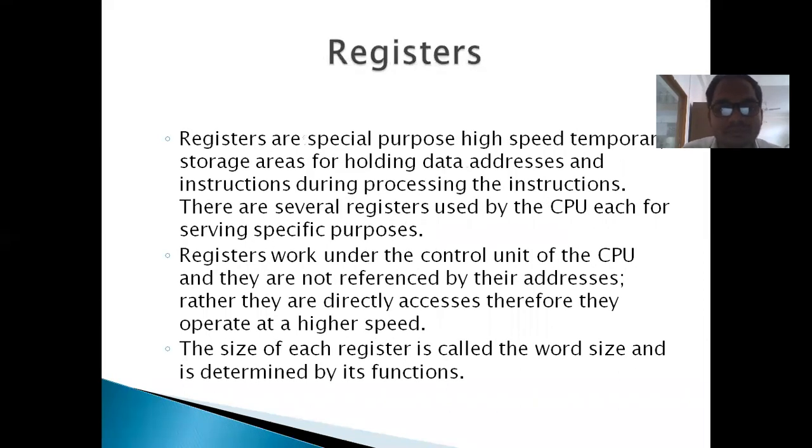Now registers. Registers are high-speed temporary storage areas for holding data, addresses, and instructions during processing of the instructions. Each and every register has several purposes, and registers work in the control unit of the CPU. The size of each register is called the word size, and it is determined by its functions.